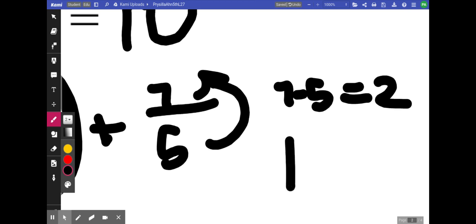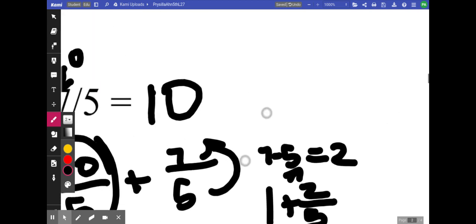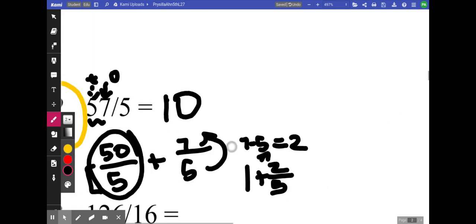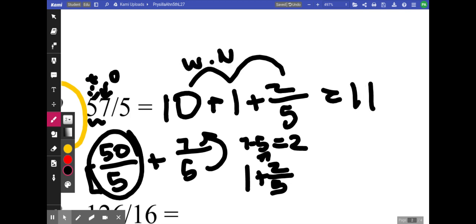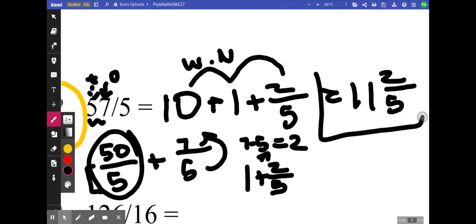So you get 1 from this, and then plus 2 over 5. And you're just going to put it up here. So 10 plus 1 plus 2 over 5. And you just add all these up together. And since these are whole numbers, you get 11 and 2 over 5, since you can't add fractions as a whole number. And that is your answer.